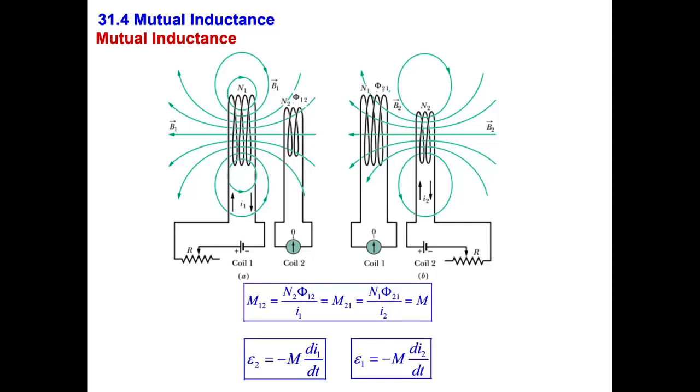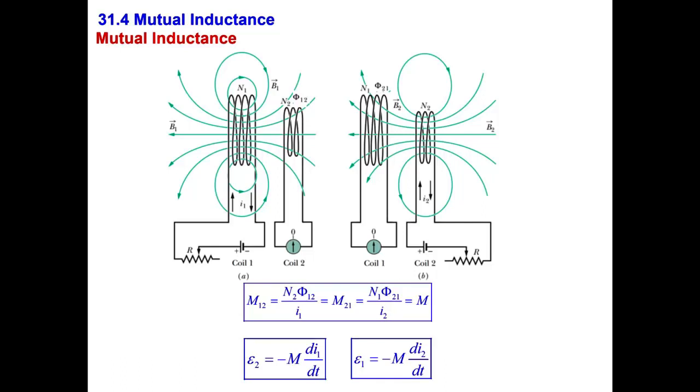And the EMF induced in coil 2 due to current in coil 1 is given by minus M di/dt, and the same thing for the other coil. So this is very nice. Actually, this is a very useful circuit. This is the principle of a transformer.